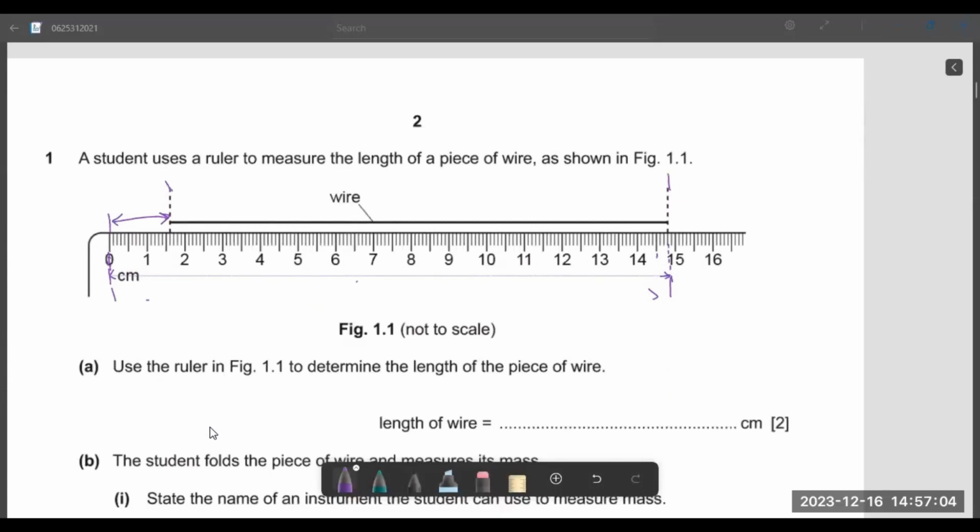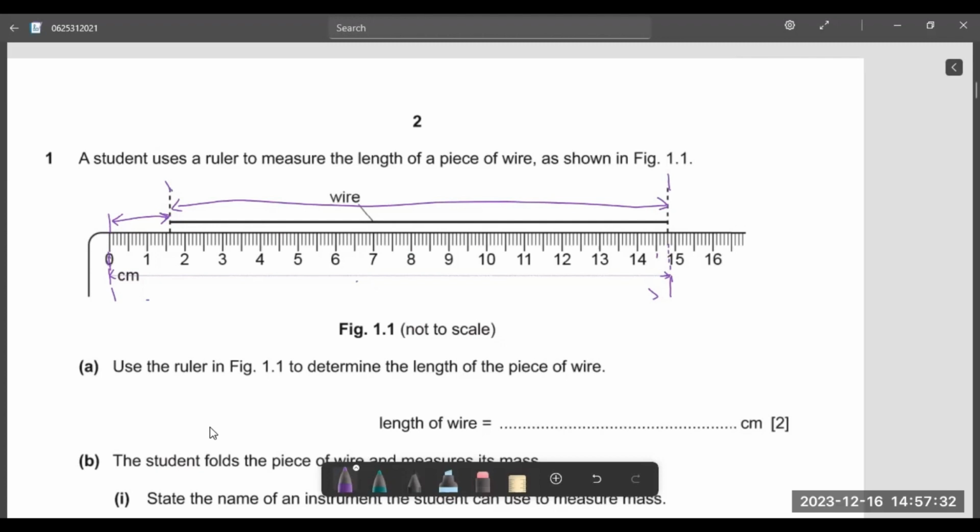So first question is, a student uses a ruler to measure the length of a piece of wire as shown in figure 1.1. So this is the wire length, we need to measure this length. The ruler is here. Use the ruler in figure 1.1 to determine the length of the piece of wire.